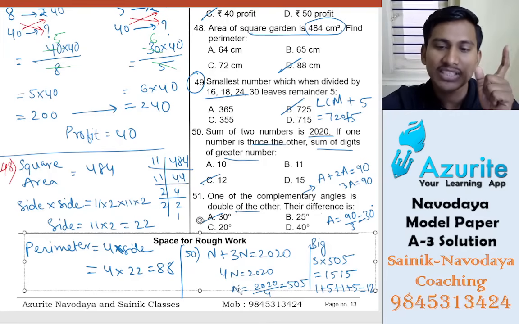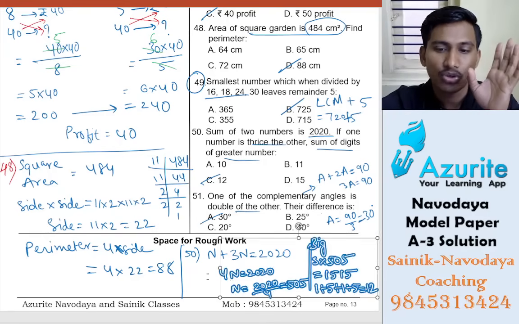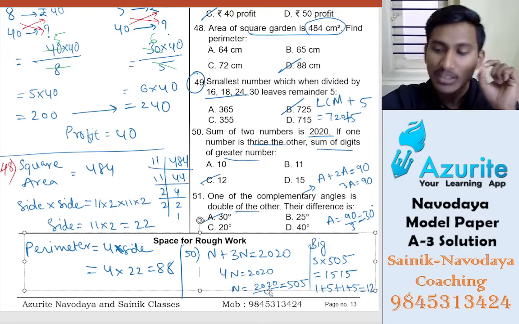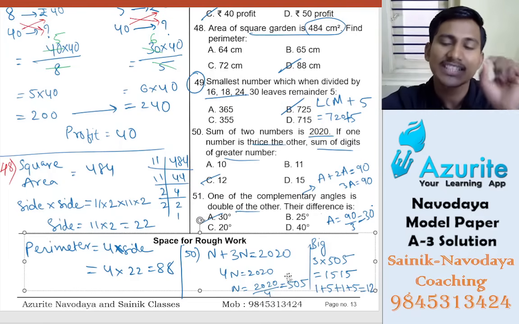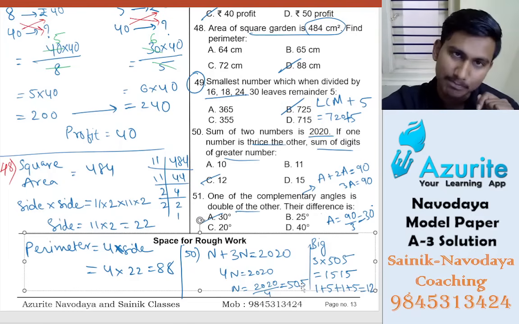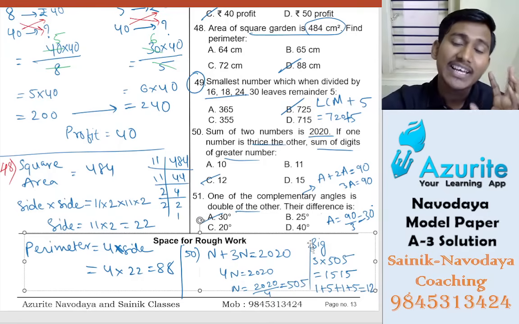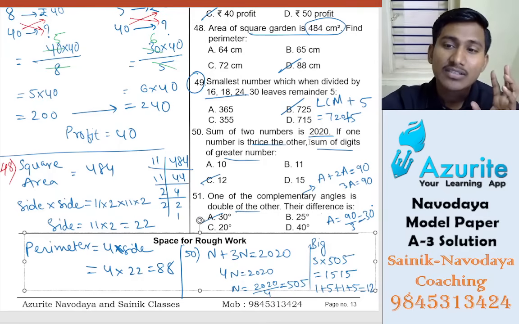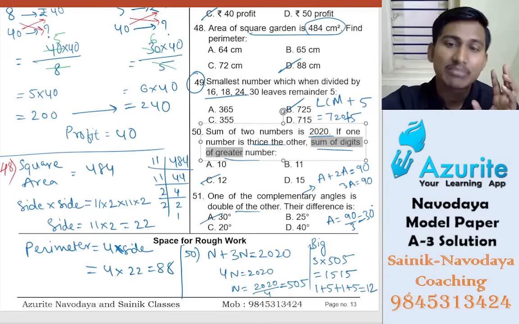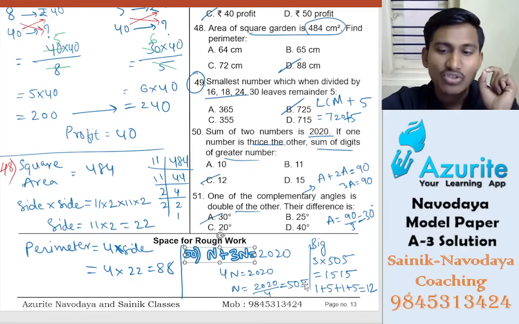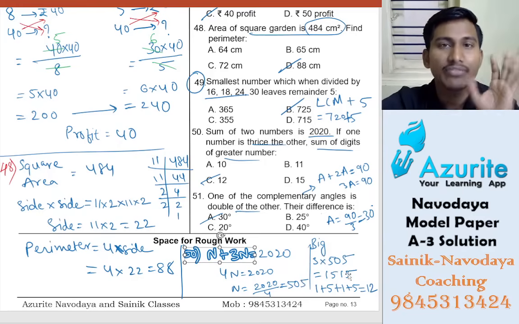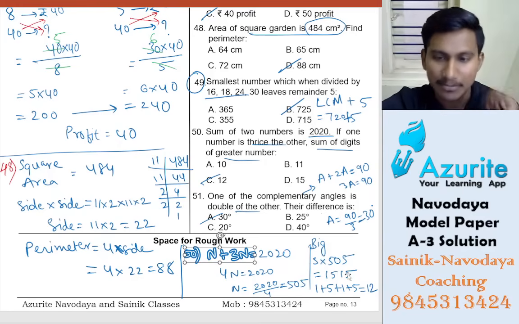One time will be how much? Divide 2020 with 4, that is 505. So they are asking the sum of digits of the greater number. The bigger number, the greater number, is 3 times here. So 3 times 505 will be 1515.